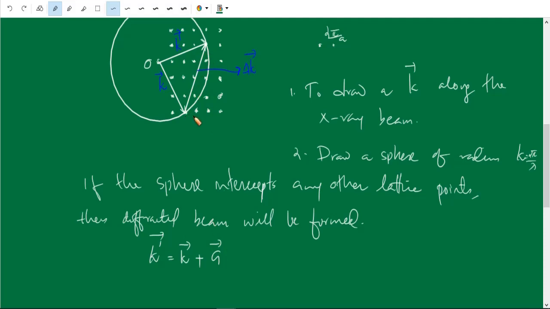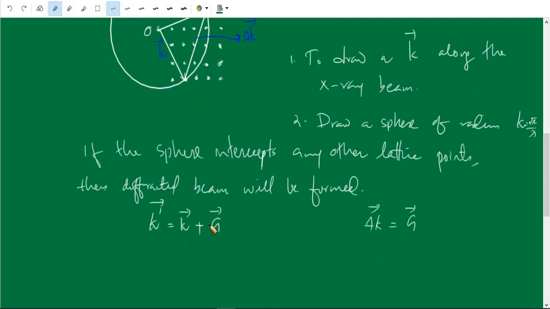So any 2 points in the reciprocal lattice can be connected by a reciprocal lattice vector g. So k dash is equal to k plus g. Okay, so we know that delta k should be equal to a reciprocal lattice vector. So here from this figure, this g is nothing but delta k. So k dash is equal to k plus delta g. That means k dash vector minus k vector is equal to delta k, which is equal to g.